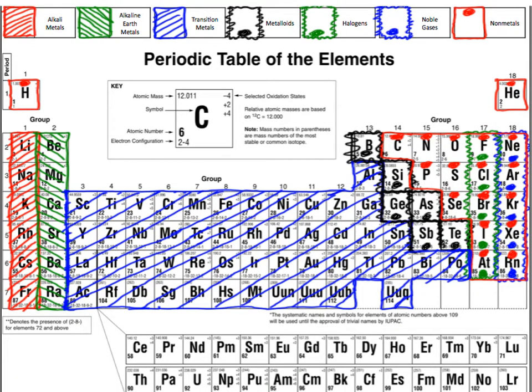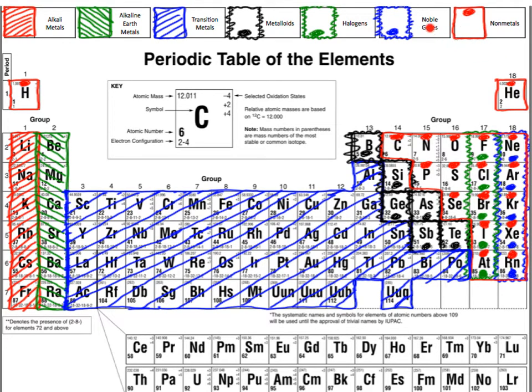So what I've done here is I've made a key for myself, and I said that alkali metals are red hatch, and alkaline earth metals are green hatch. Transition metals are blue hatch. Metalloids are black squiggle with a black dot. Halogens are green squiggle with a green dot. Noble gases are blue squiggle with a blue dot. And nonmetals are red squiggle with a red dot.